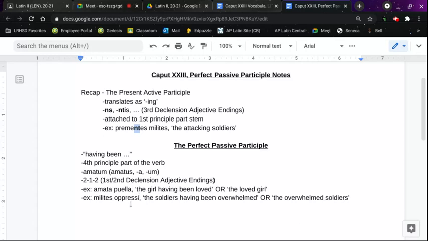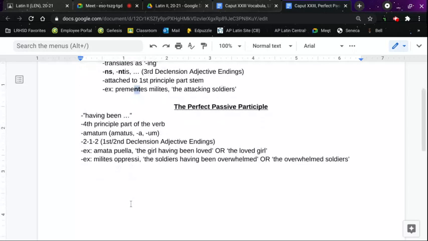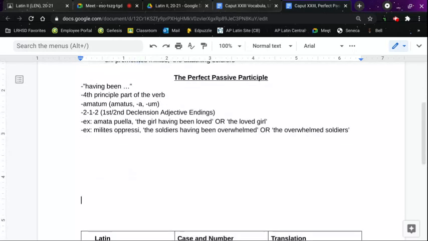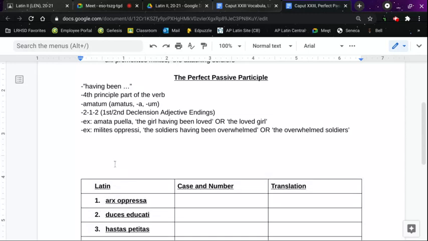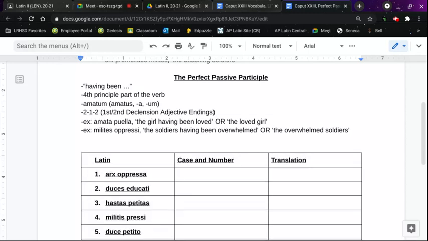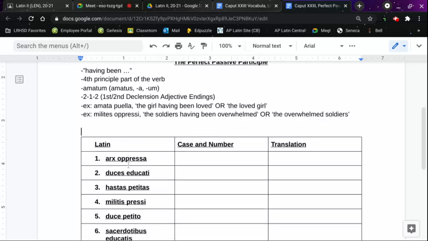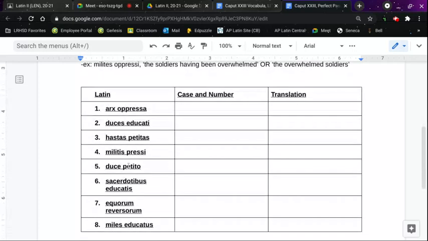All right, so you guys are going to do this little activity. Not too many questions here, but a little tricky. All right, so this is all vocab from this chapter, so you're definitely going to want to use that vocab list. I'll just do number 1 for you so you can kind of see how this works. All right, so I'm looking at arx and oppressa. So arx is the noun, and that's the Latin noun for citadel. And so we're going to say what case it is, and then the translation. All right, and then number, of course, means singular or plural. So arx, this first one's pretty easy. Arx is clearly the subject, the nominative.